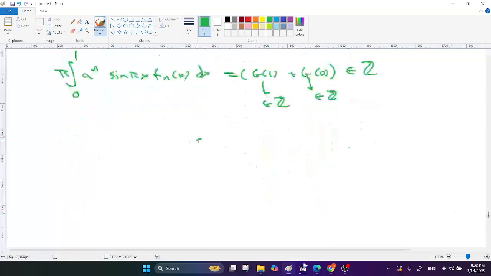Now remember this inequality from the start of this video. If f_n(x) is greater than 0, it is less than 1 over n factorial, x is between 0 and 1. Now multiply both sides of this one by the following.